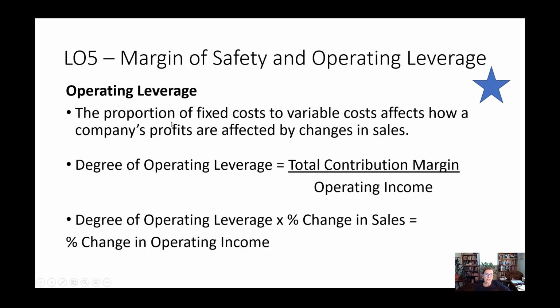So operating leverage looks at this proportion of fixed costs to variable costs. And it's calculated by taking total contribution margin and dividing it by operating income. And once you get that number, you can take that number, operating leverage, multiply it by the percentage change in sales, and that's going to give you your percentage change in operating income. Again, there's another video to help you out with that.